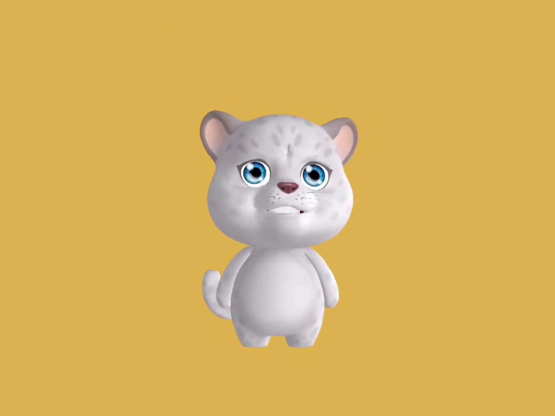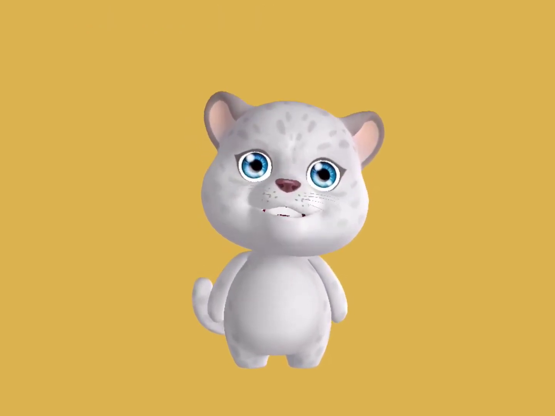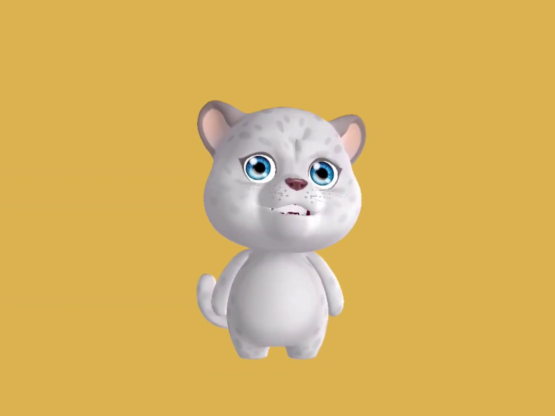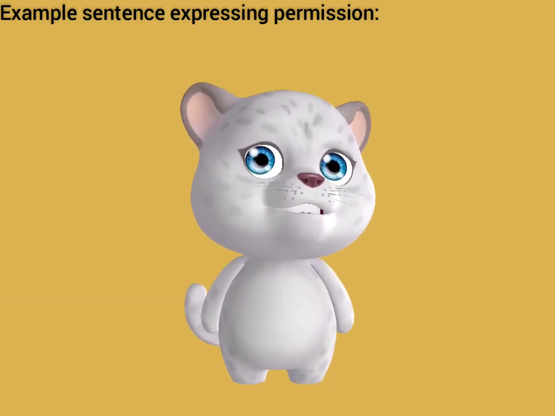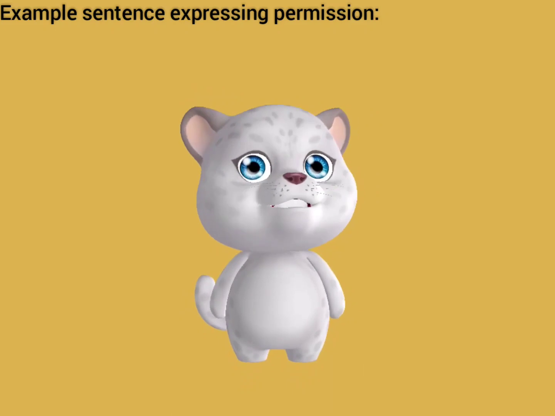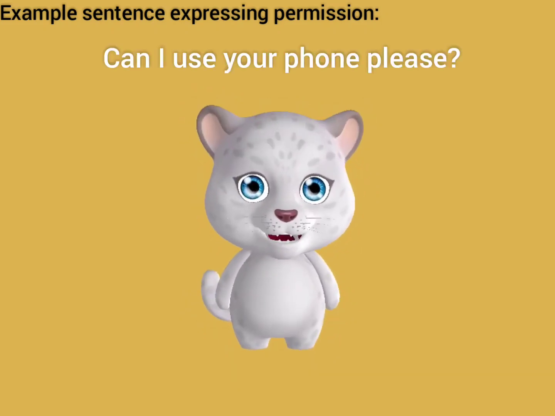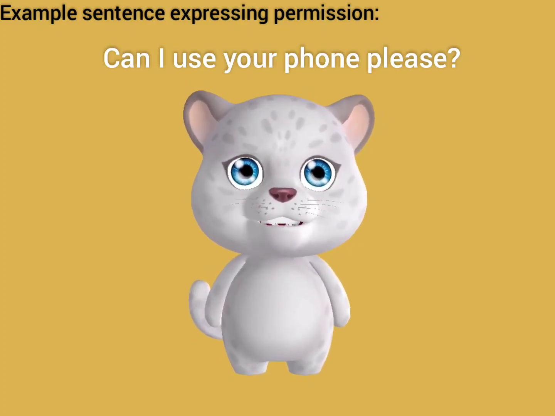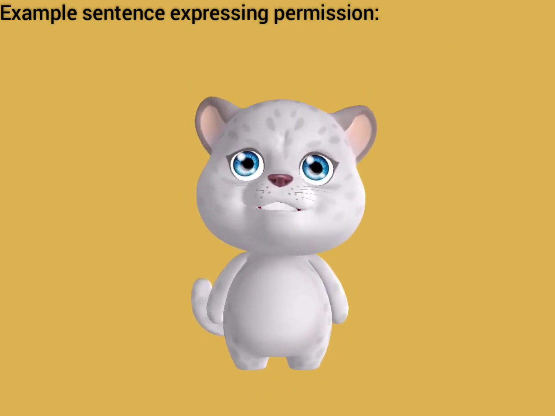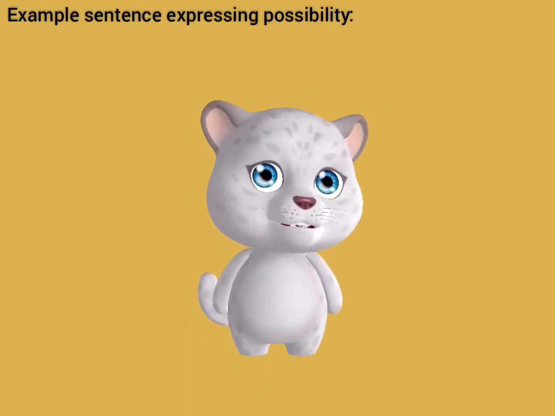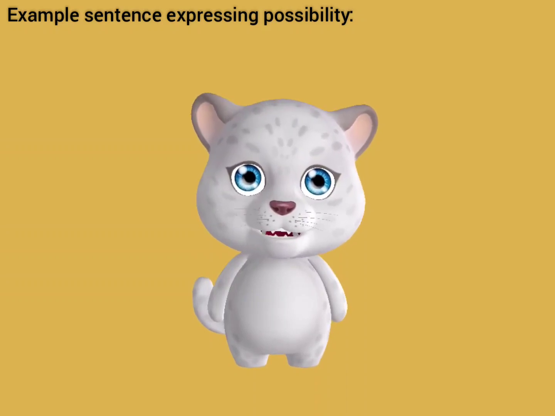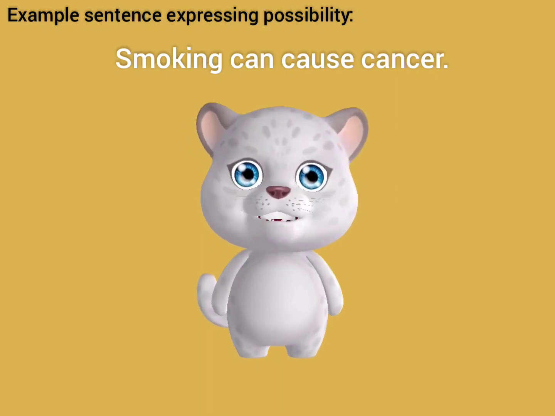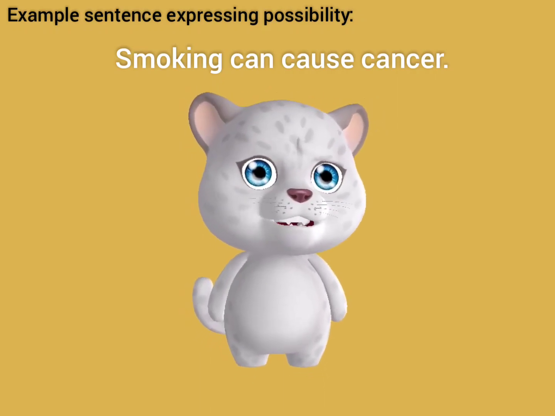The second one, permission. Asking for permission using can. Can I use your phone, please? When can, as a modal verb, expresses possibility, the example is: smoking can cause cancer. Could, as a modal verb, expresses ability in the past.